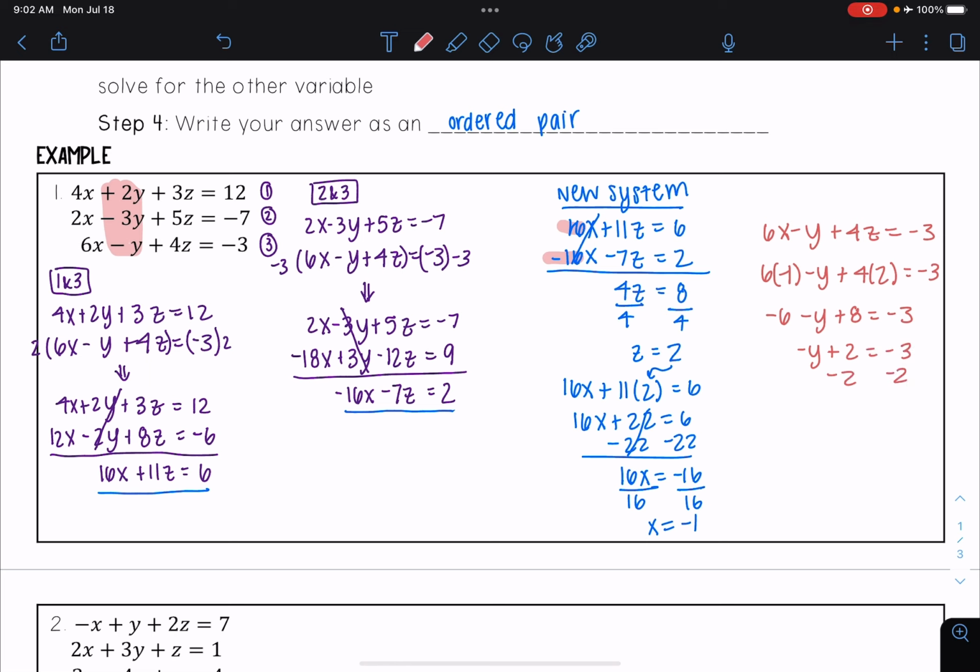Subtract 2 from both sides. And I have negative y is equal to negative 5. Divide both sides by negative 1, and I get that y is equal to 5. So I have all three values. My very last step is now I need to write my answer as an ordered pair. Remember, for the ordered pair, you need to put your x value first, your y value second, and your z value third. So I get that my answer is negative 1, 5, 2.